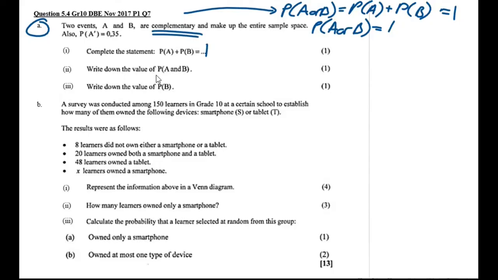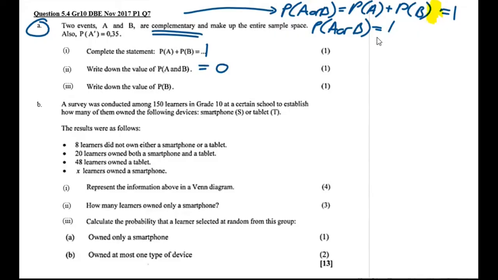It says write down the value of probability of A and B. Remember, complementary means that it is exhaustive and that it is mutually exclusive. So probability of A and B, okay, our last question for the night, guys, is equal to 0. Because remember here, there used to be a minus the probability of A and B, but because they're mutually exclusive, we don't need to put it there because that is 0.